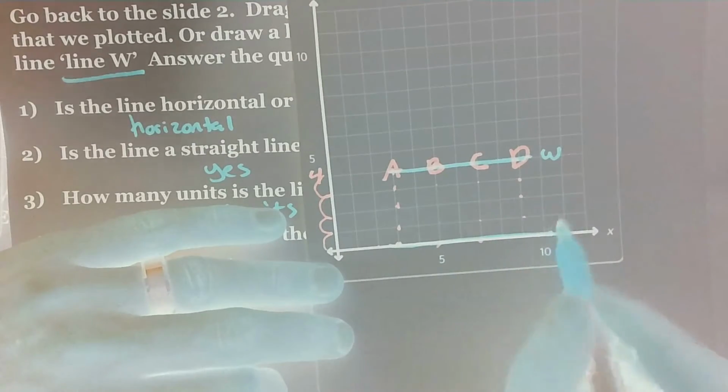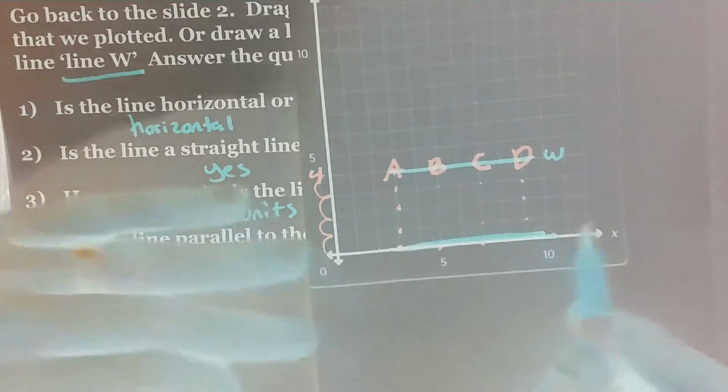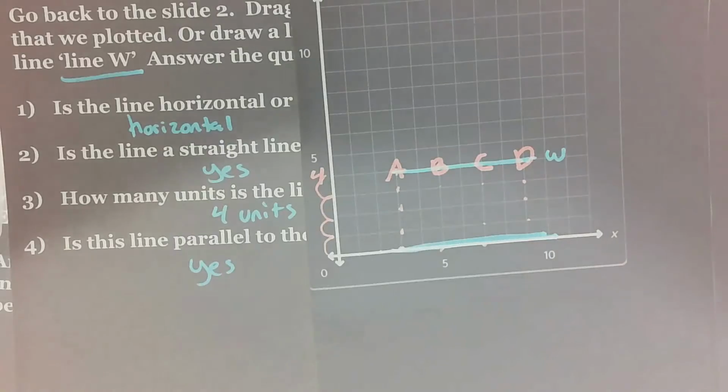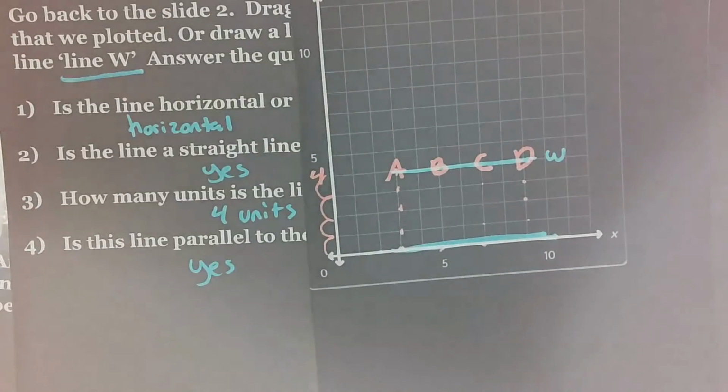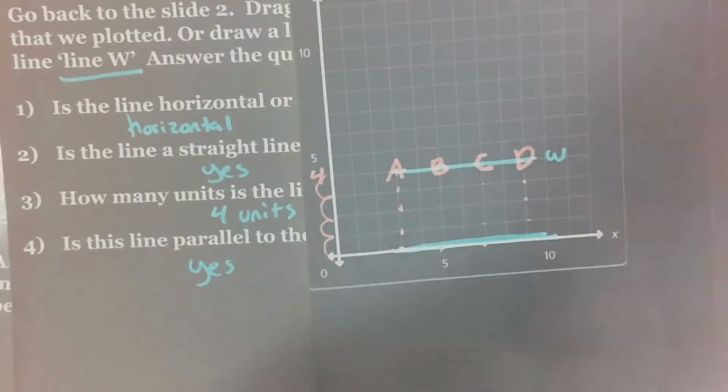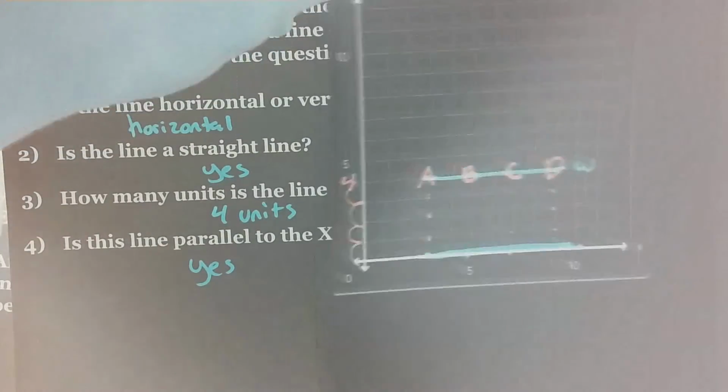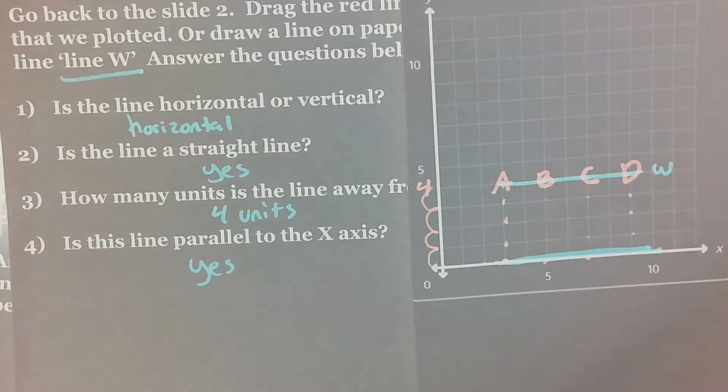If we draw another line representing the x-axis here, and check our definition of parallel to mean 2 lines that will never meet. Yes, both line W and the x-axis will never meet, no matter how far we drew them out, so they are parallel to each other. Let's take a moment to make sure we have our answers typed or written into our notes, and then we will move on.